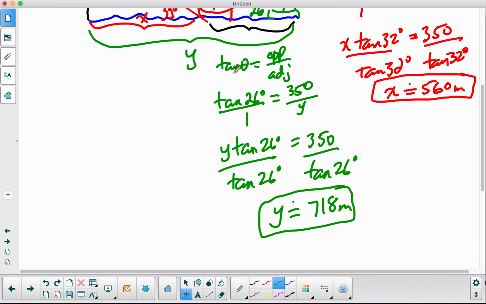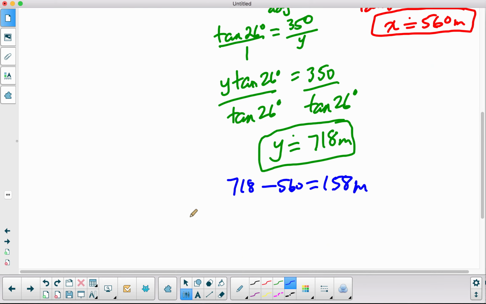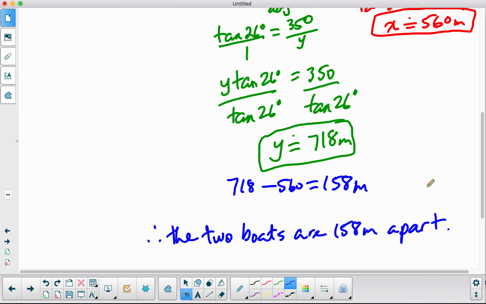Okay, so we got the horizontal side of the big triangle is 718 meters, and the horizontal side of the red triangle is 560. And then we can subtract them to find how far apart the two boats are. Okay, there's our answer. The two boats are 158 meters apart.